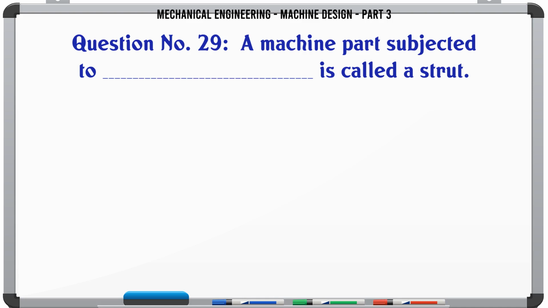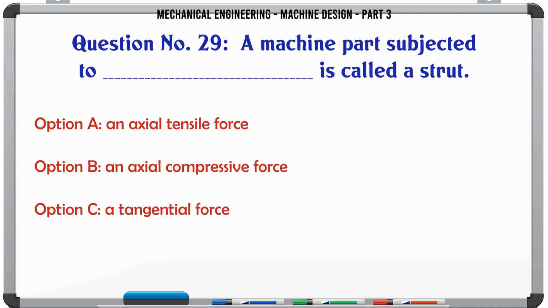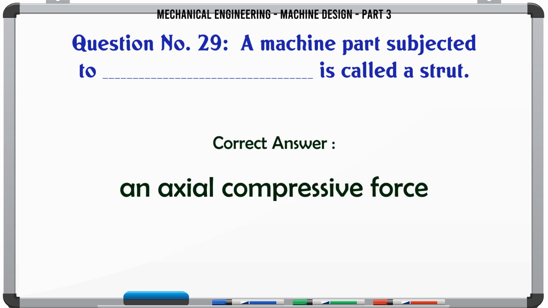A machine part subjected to ___ is called a strut. A. An axial tensile force. B. An axial compressive force. C. A tangential force. D. Any one of these. The correct answer is an axial compressive force.